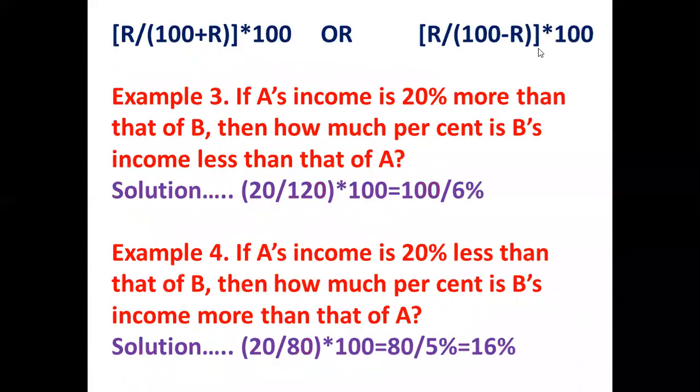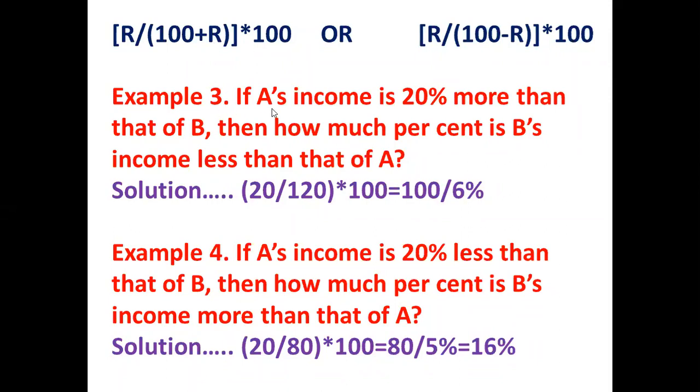Now let's come to another one. They have given you two formulas at the top: R upon 100 plus R into 100, and R upon 100 minus R into 100. If you look carefully, this formula has only one single variable. Whenever in the question you have been given a 1% change, it could be more or less, increasing or decreasing, you have one hint that we are going to use this single variable formula.